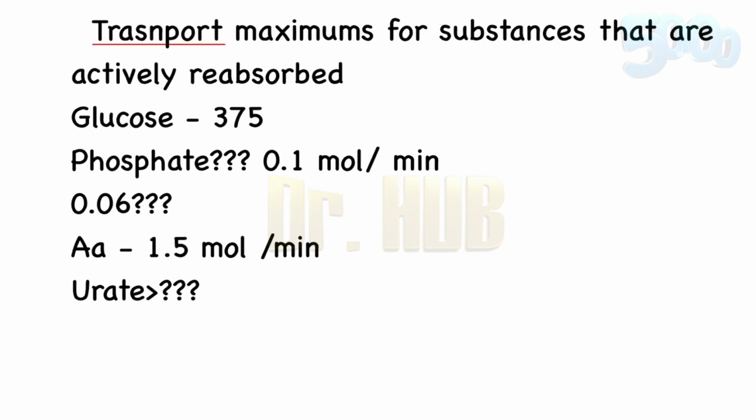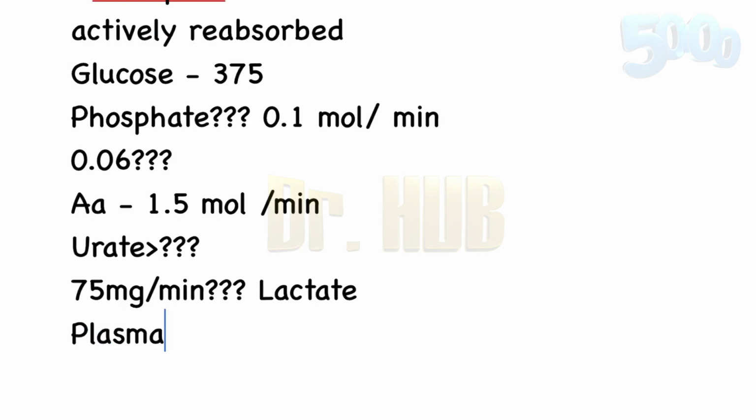Then lactate. The lactate is almost 5 times, that is 75 milligram per minute. So what is 75 milligram per minute? It is nothing but the lactate. Next is the plasma protein. So what about the plasma protein? Plasma protein amounts to about 30. That is 30 milligram per minute.